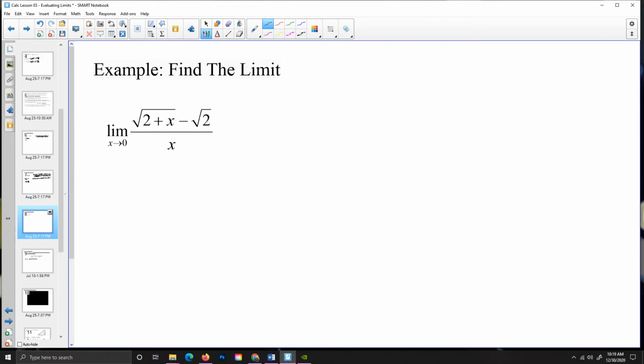As in the last example, if we were to use direct substitution, we would get another indeterminate form. Because if I plug in 0, I'm going to get a 0 here. I'll get the square root of 2 minus the square root of 2, which is 0, all over 0. So I have another indeterminate form. But again, that does not guarantee that the limit will not exist. So what we're going to try and do here is use the rationalization technique.